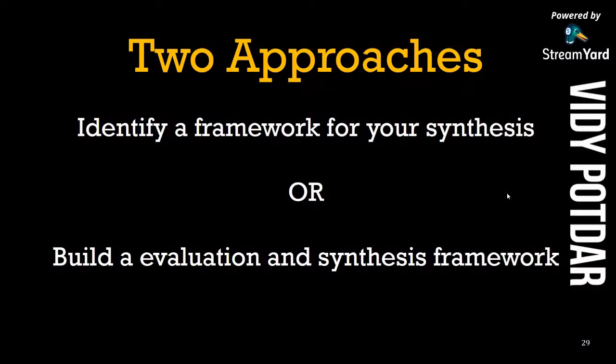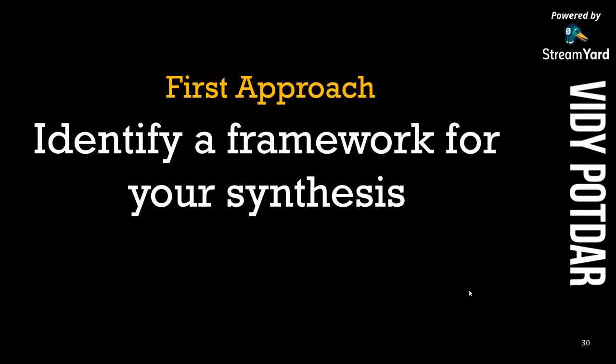The second one is to build an evaluation framework and synthesis framework of your own, which means you come up with your own kind of category or template for dividing the literature into different categories. So I'll go through a few examples of both types. The first approach is to identify a framework for your synthesis.